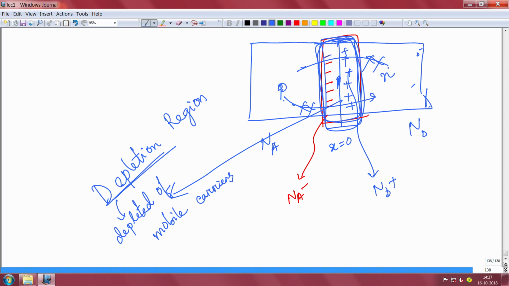What has remained there is immobile negatively charged and immobile positively charged core. This region has no free electrons and no free holes, and any further movement of free electrons and free holes from both sides is blocked. So, this region is called the depletion region because it is depleted of carriers. There are absolutely no mobile carriers here, that is the approximation, called the depletion approximation, and there will be a field here now.